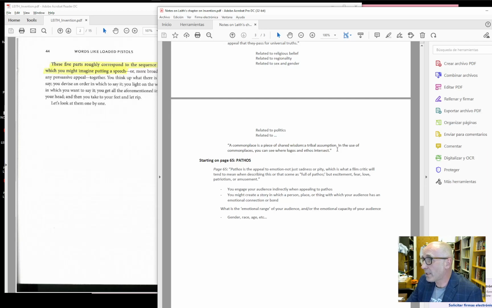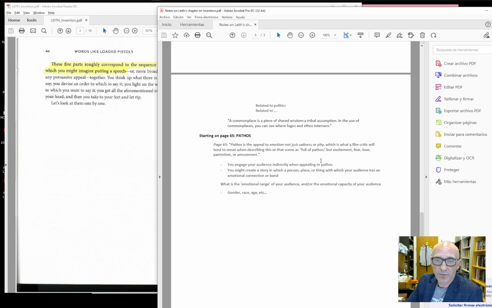Now, where the line gets drawn between a belief and a feeling, that's a good question. They start to blur together to some degree. And so related to that, I'll just say a few things about pathos, and then I think I'm done. It's kind of unfortunate Leith doesn't do more with pathos here. Maybe I'll get a chance to say more about it when we get to the chapter on style, but let me just end with a few things about pathos here.